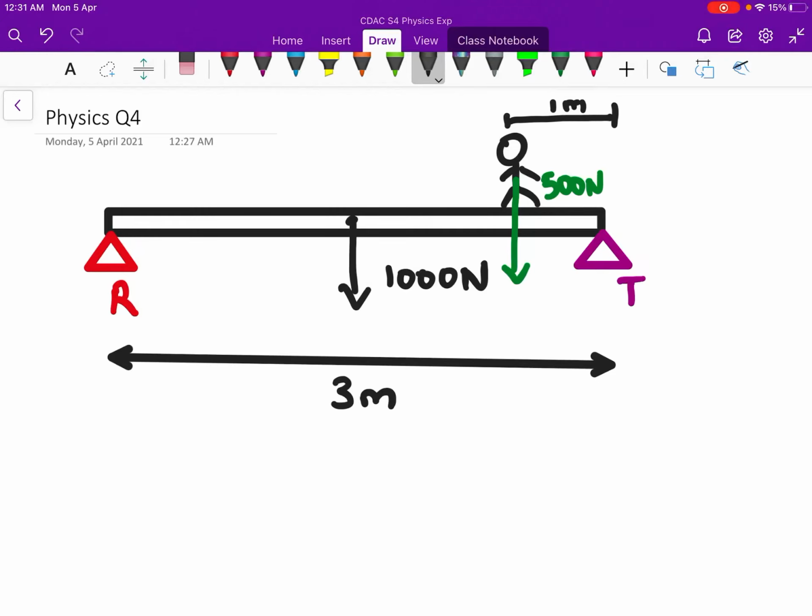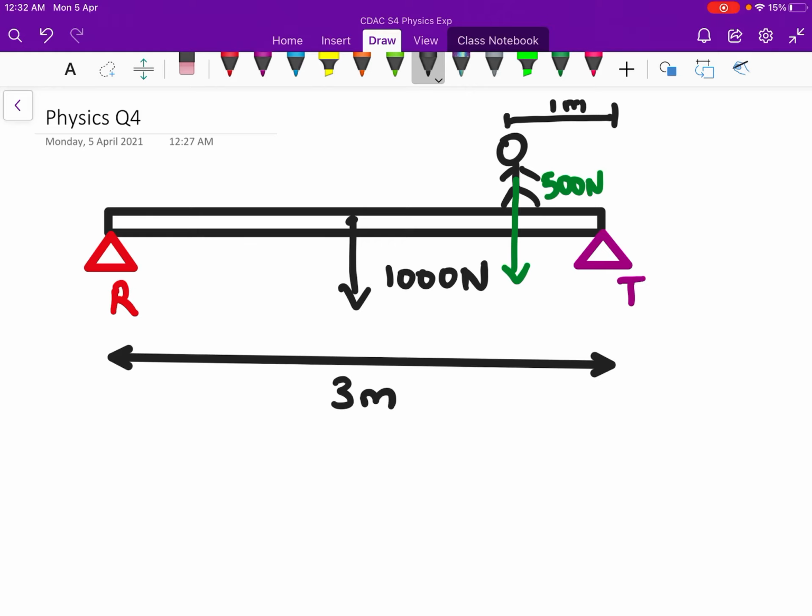Okay, so physics question 4, it's dealing with the principle of moments. The difficult part about this question is that it involves two pivots. I want to find the force exerted by pivot T. Normally, the questions we see deal with just one pivot, and one pivot is very easy to solve.